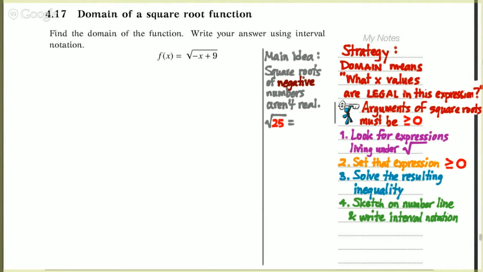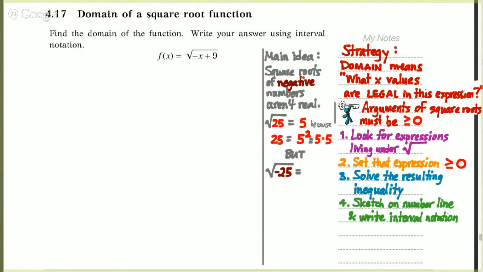If I want to know what the square root of 25 is, for example, I'm looking for a number which, when multiplied by itself, gives me an answer of 25. And clearly that answer is 5 because 5 multiplied by itself, or 5 squared, is 5 times 5, which is 25. So that works out. The square root of 25 is 5 because 5 squared is equal to 25.